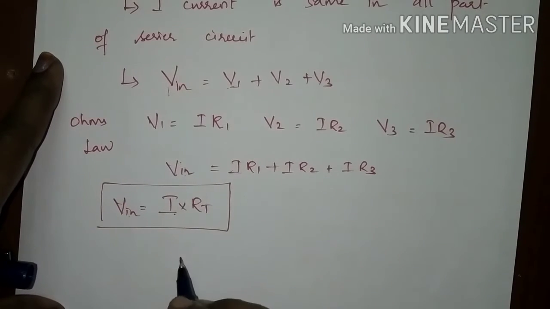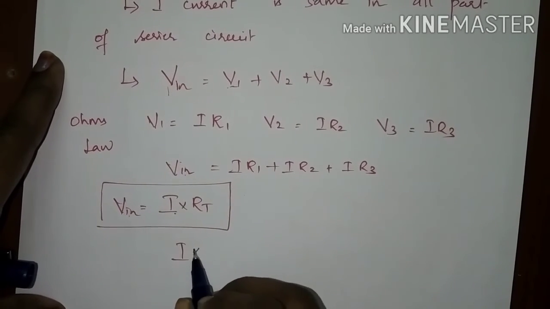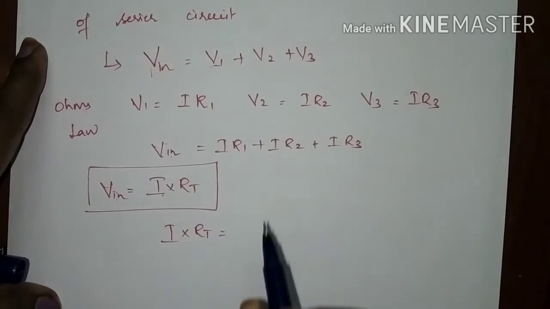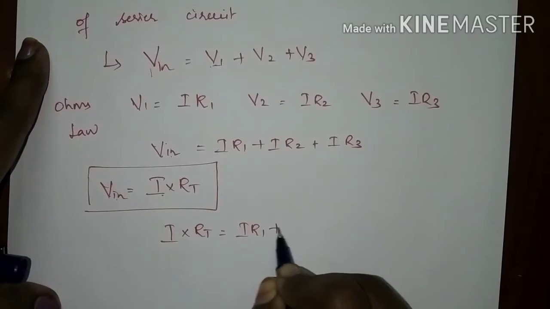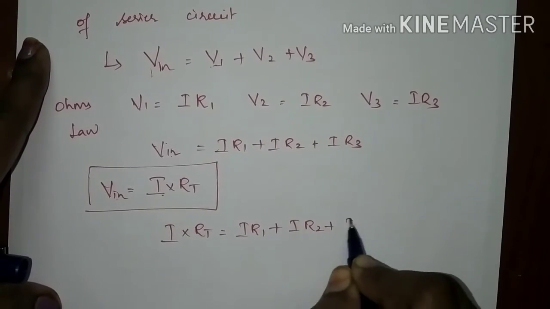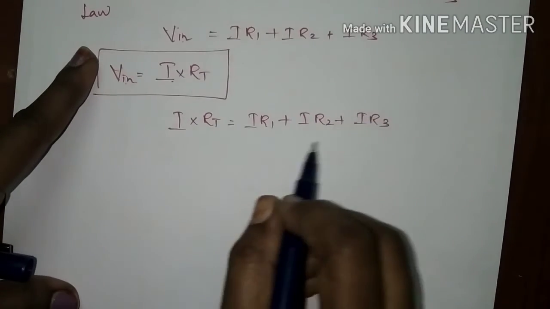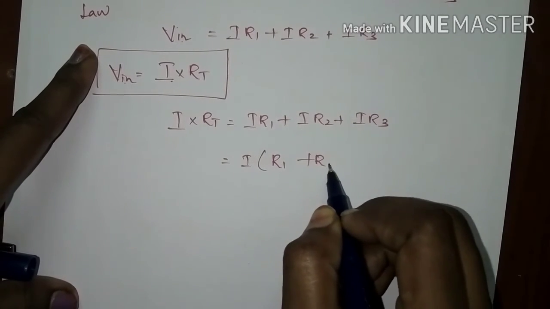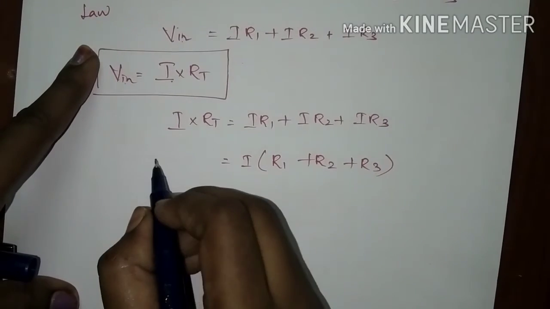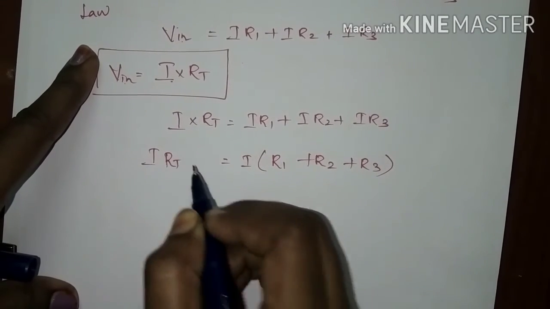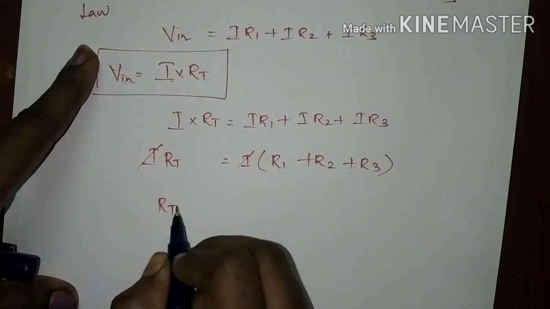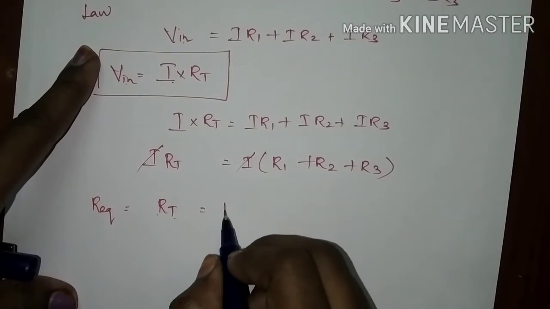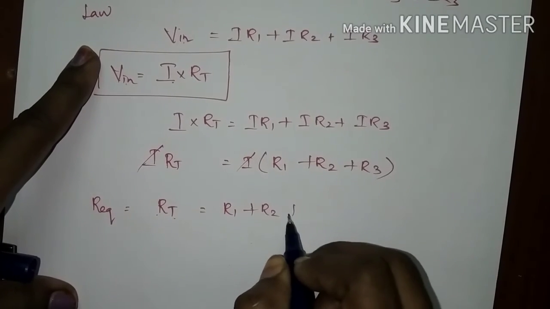So V in can be represented as total current into total resistance, which equals V1 plus V2 plus V3, which we have substituted according to Ohm's law as I into R1, I into R2 and I into R3. If you take the current as a common factor, we will get the summation of resistances R1 plus R2 plus R3 into I, equal to I into RT. If you cancel this current, R total, that is the equivalent resistance, can be given by R1 plus R2 plus R3.